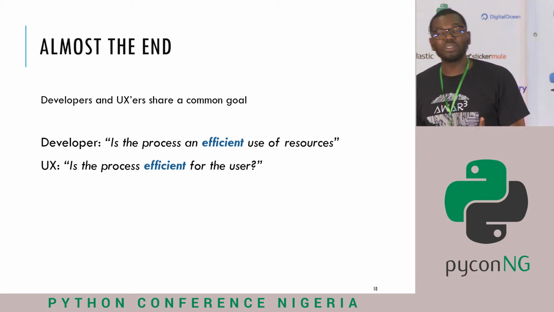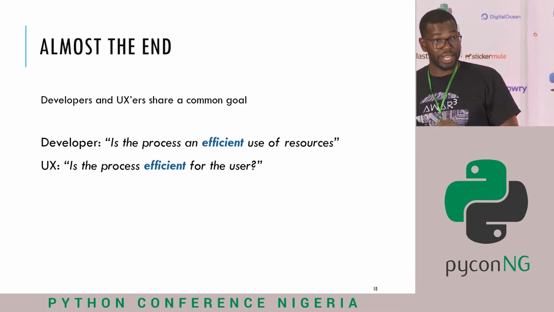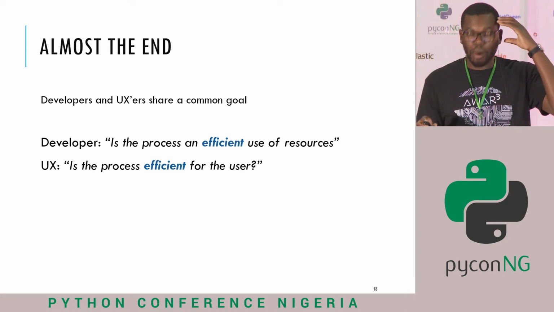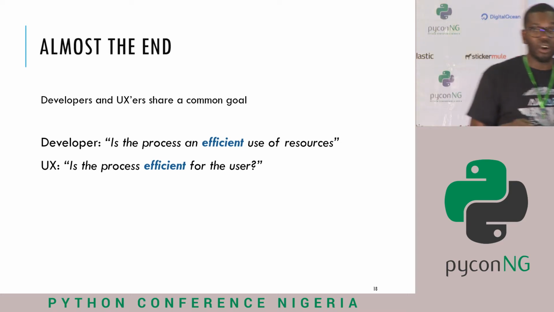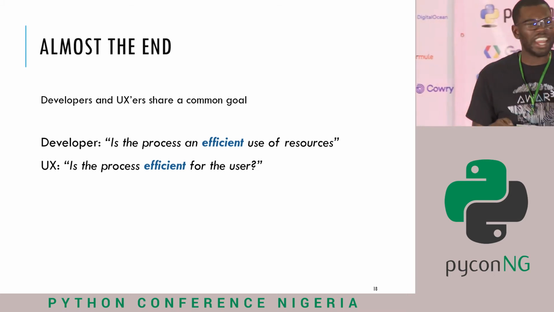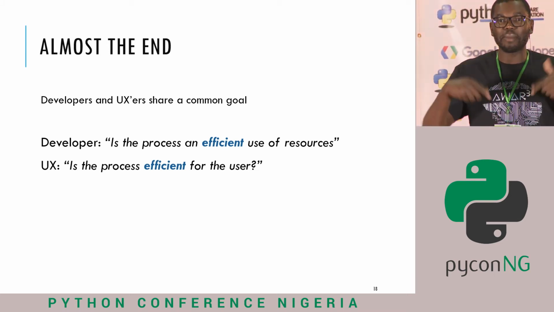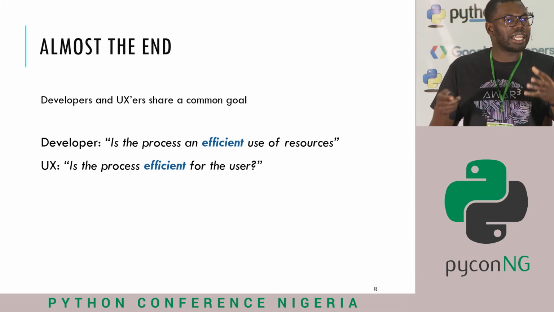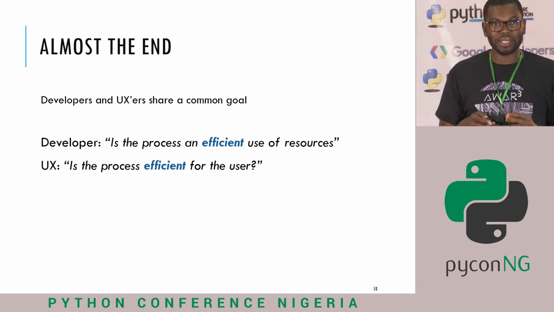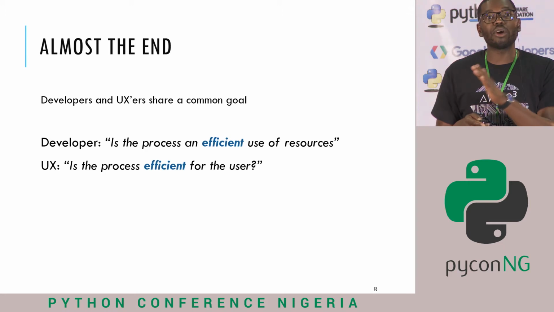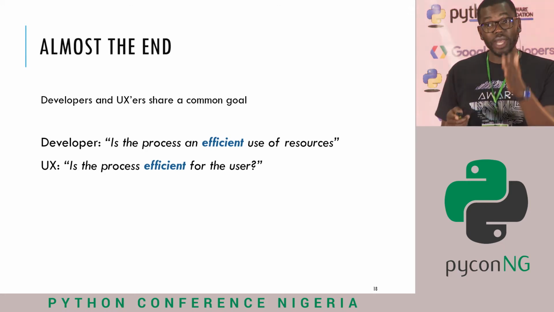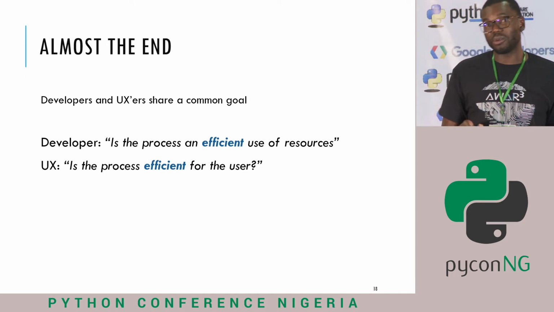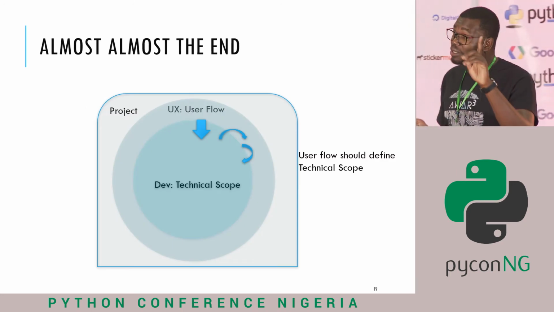UX says, is the process efficient for the user? Do you understand? You are worried about the resources. UX is concerned about the user. Don't bombard the user's brain with a lot of jargon and unnecessary extra clicks just to get to something you could have given to them upfront. Every single action, every single element, every single bell and whistle that you put on the screen must have a purpose. If it does not have a purpose, take it off the screen. The only thing you are doing is annoying your potential users and making them not want to use your solution.